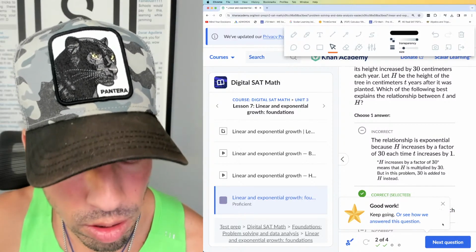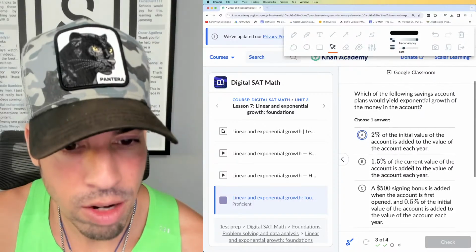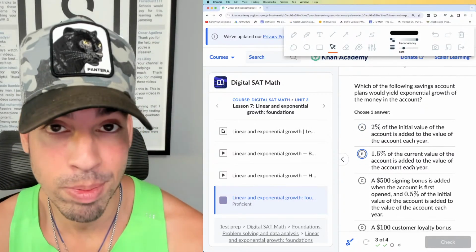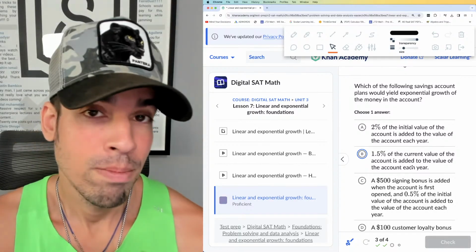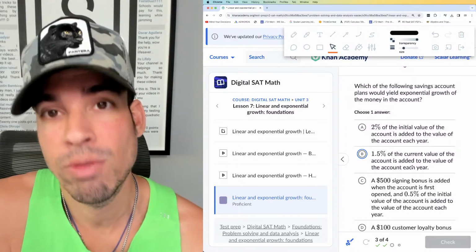Next, number 3. So long questions. Which of the following savings account plans would yield exponential growth? Again, so now we're talking about exponential. That last example that I gave with percentages, that's what we're looking for. Percent of what is in there now. So it's growing by 10% every year.